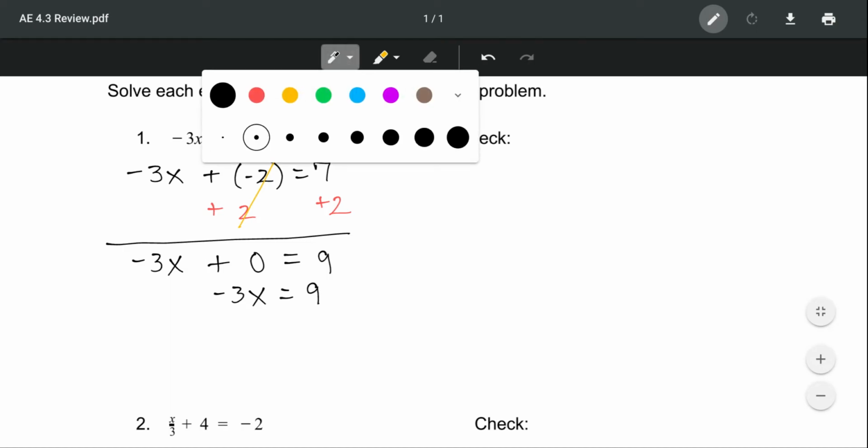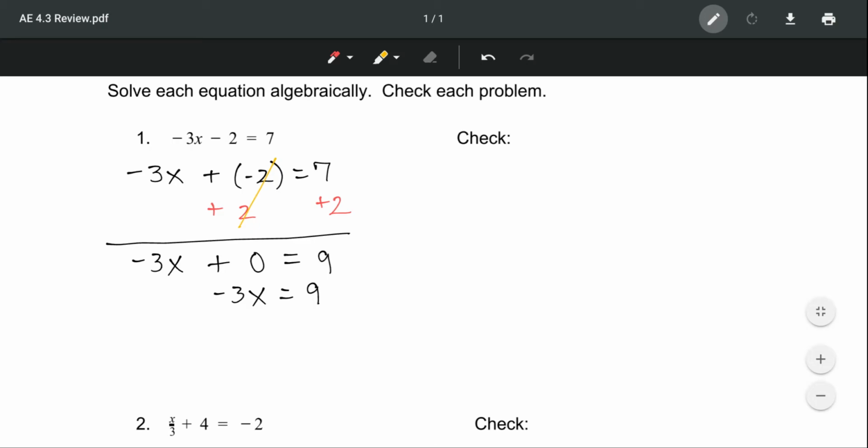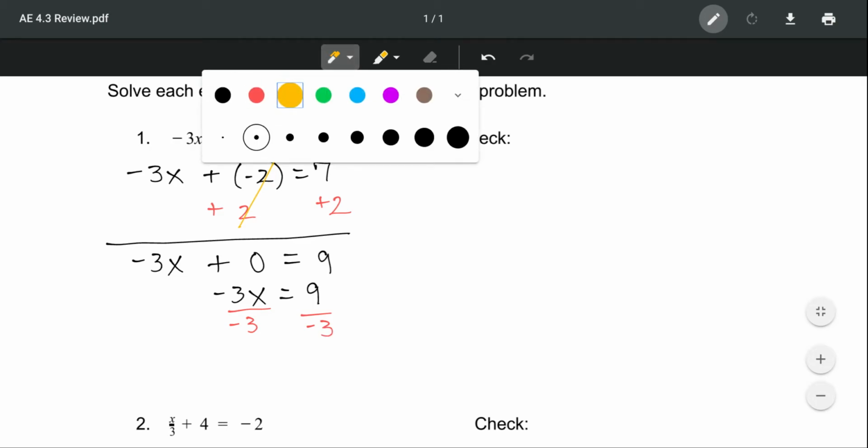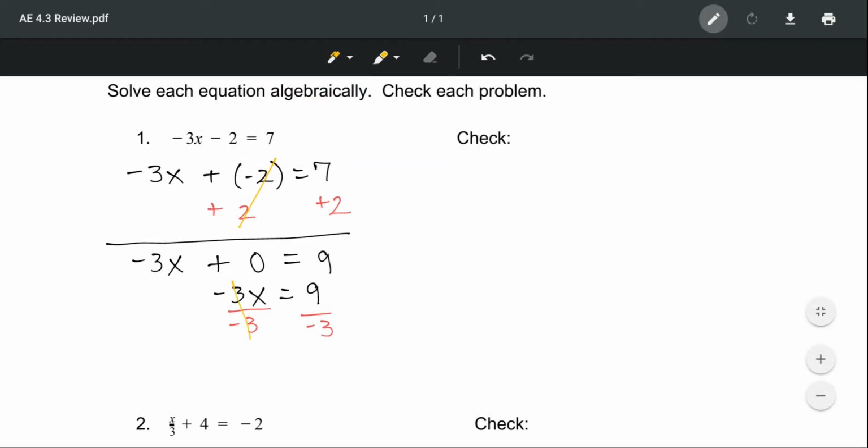Now to solve for x, you divide both sides by the number in front of x, which is negative 3. So divide both sides by negative 3. Then that means the negative 3's cancel out on the left, and you're left with x equals 9 divided by negative 3 is negative 3. So x equals negative 3.